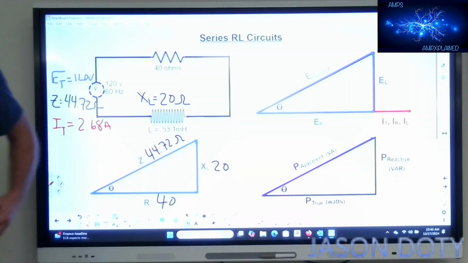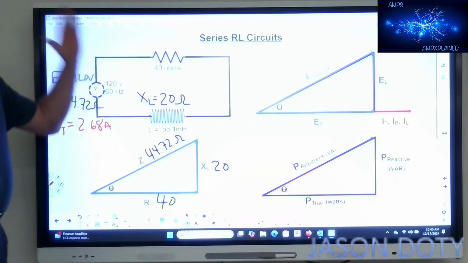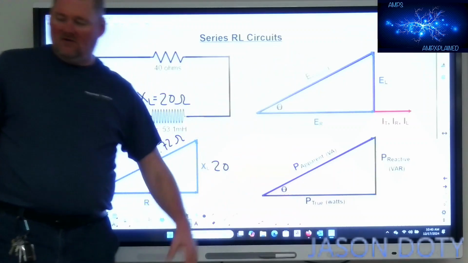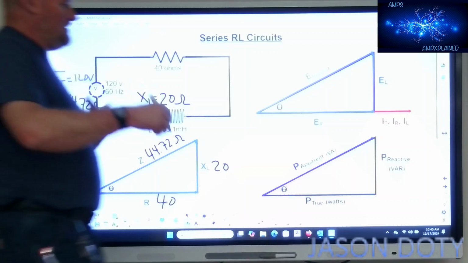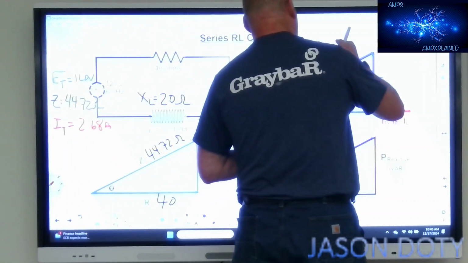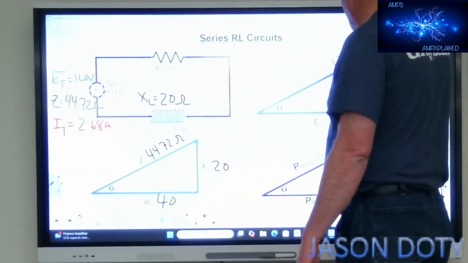Excellent. So now we can start putting together our other triangles, because of course we're going to have to know how much voltage is going to be dropped on the resistor, how much voltage is going to be applied to our inductor, how much total voltage do we have. Well, that's the easy one. The horizontal lines, our hypotenuses here, are always going to be our longest lines. They're always going to be our totals. So we already know our total voltage. Our total voltage here is going to be 120 volts.